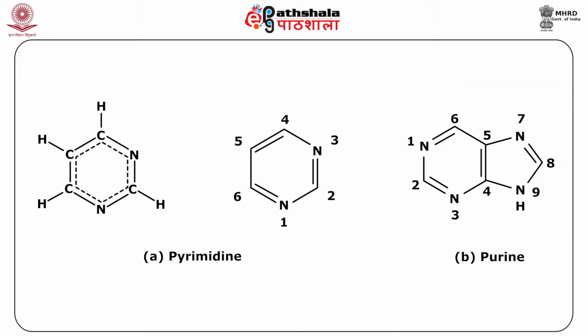Now let's look at the basic structures of pyrimidine and purine. Pyrimidine essentially is a 6-membered ring in which the first and third positions are nitrogen atoms and four are carbon atoms. This is labeled in an anti-clockwise direction. If we look at the purine structure, it comprises a pyrimidine ring fused to a 5-membered imidazole ring. Now let's learn about pyrimidines and purines individually.